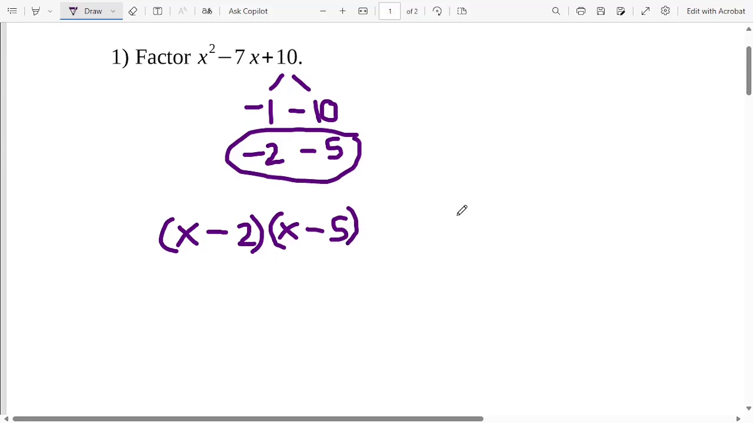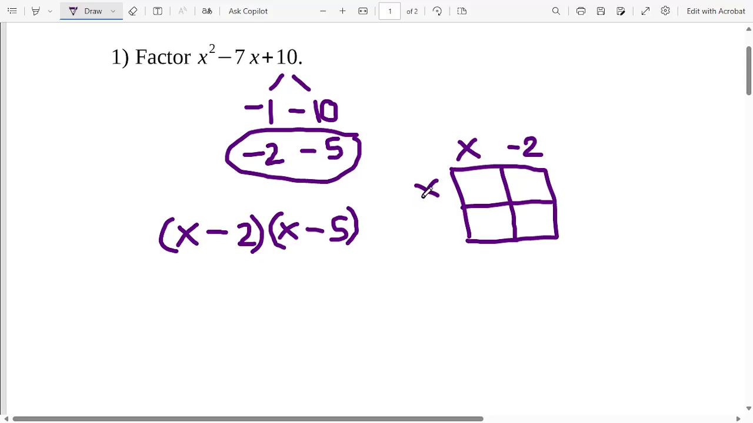Now, if I want to check this, I could check it a bunch of different ways, but one way I like to do is with a Punnett Square here. So we can write the factors, x minus 2 and x minus 5, and we can multiply where each term meets up in the box. So x times x is x squared. X times negative 2 is negative 2x. X times negative 5 is negative 5x. And then negative 5 times negative 2 is positive 10.